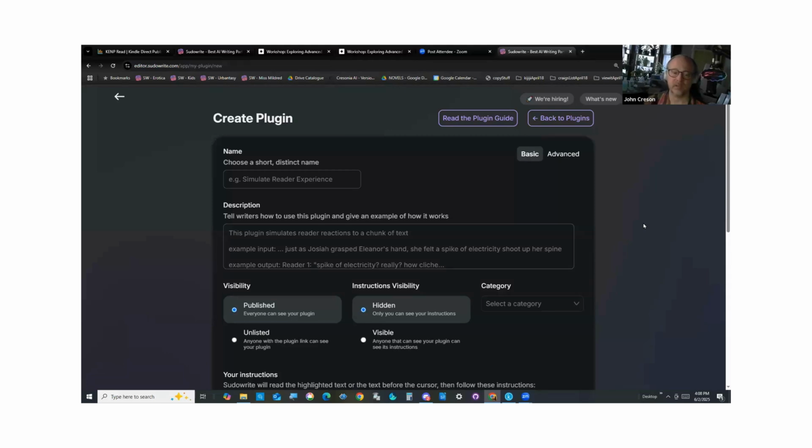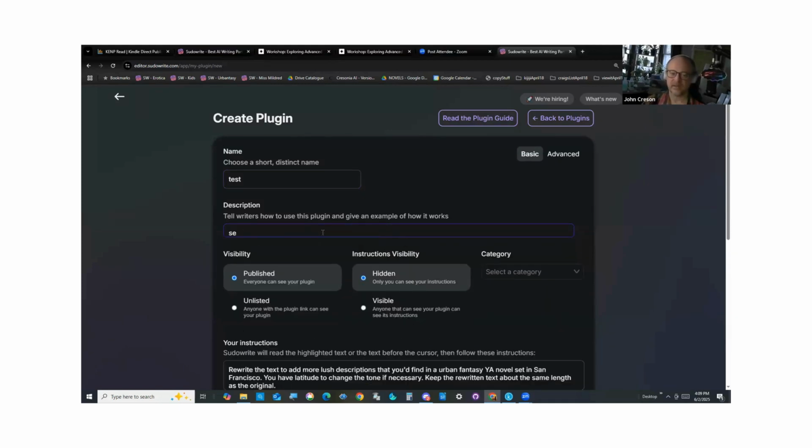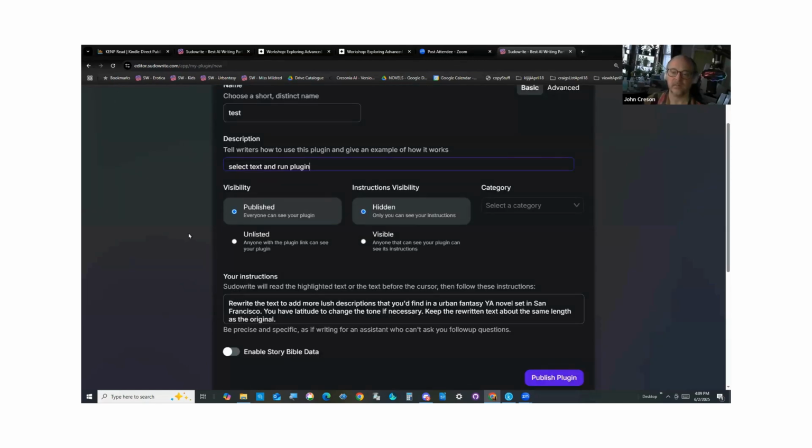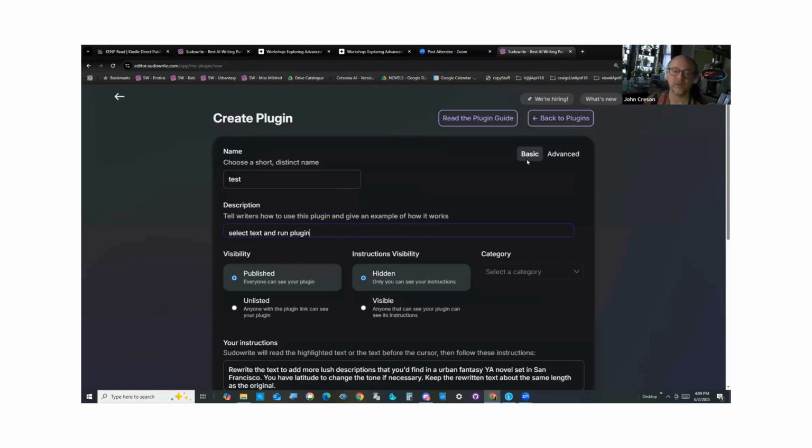So this is a test plugin. I'm just going to give it a name. I'm going to give it a description, select text, and run plugin is what my easy direction is for, because that's all I'm going to deal with right now. We'll look at the visibility here. You see that also this is basic. We're going to do basic first, and then we'll jump to advanced.